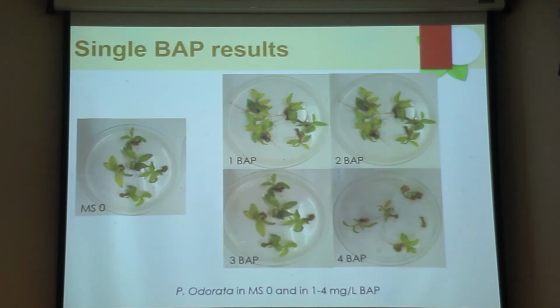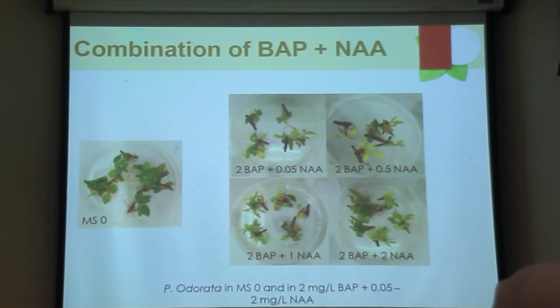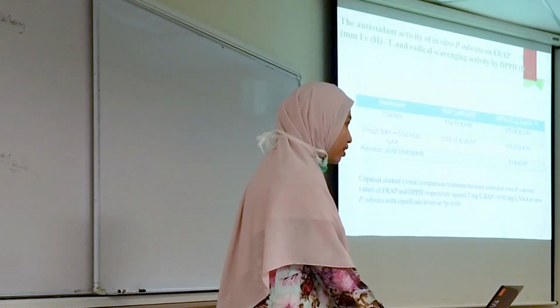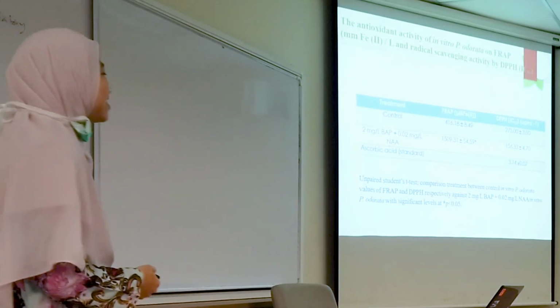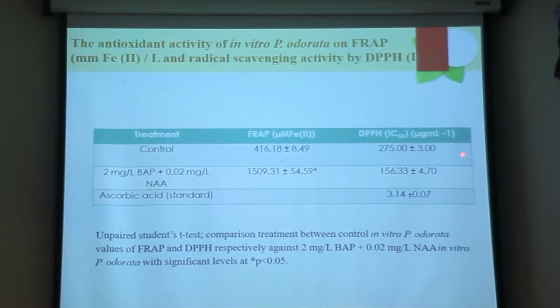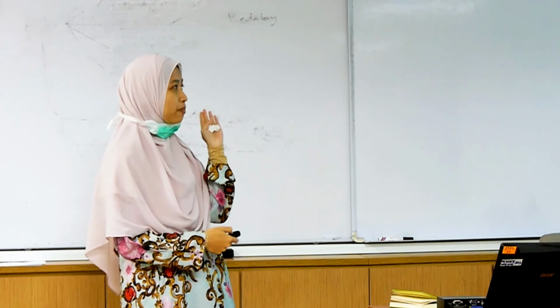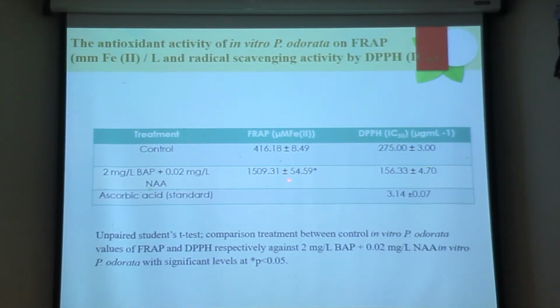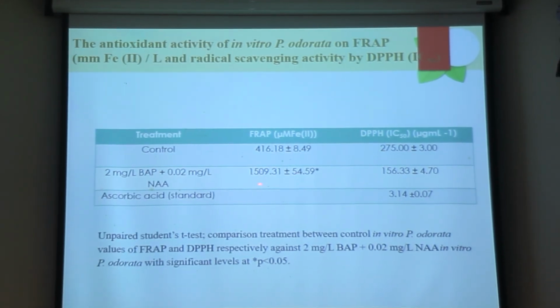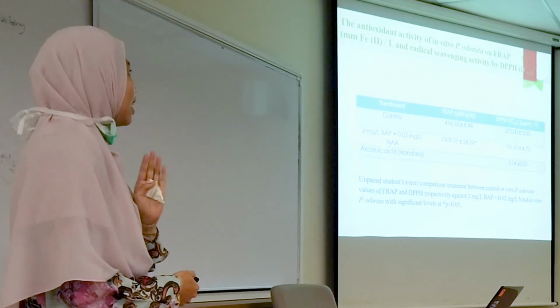So this is the result for the antioxidant activity of the shoot biomass of Persicaria odorata. From the FRAP assay, 2 milligram BAP, because we chose the best PGR that produces the highest shoot biomass, has a value higher than the control, which is very high, 150.09. This indicates high antioxidant activity.